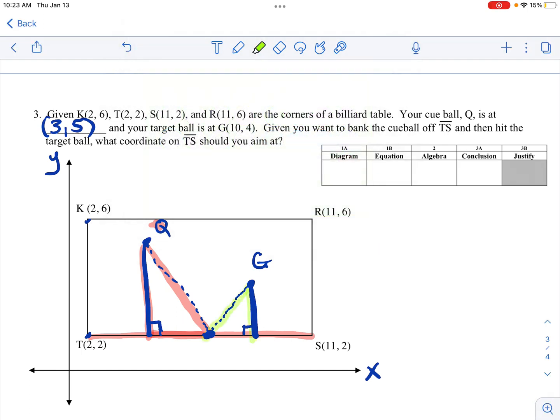And there's another triangle right there. Okay. I can label what they want me to, what I know, what I have to find. They want to know what this point is. So I need to figure out in the end what this ordered pair is.